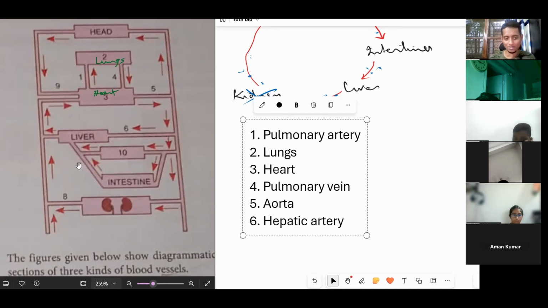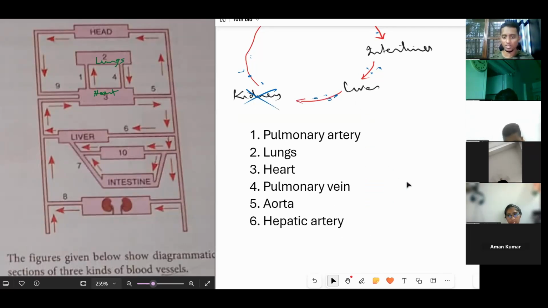Number seven. Now, number seven is going from the intestines to the liver. So what should we call this? It's going to the liver, so hepatic. But is it artery or vein? But there's already artery here, no? Okay, so for this, I need to explain to you something. Okay, so listen.